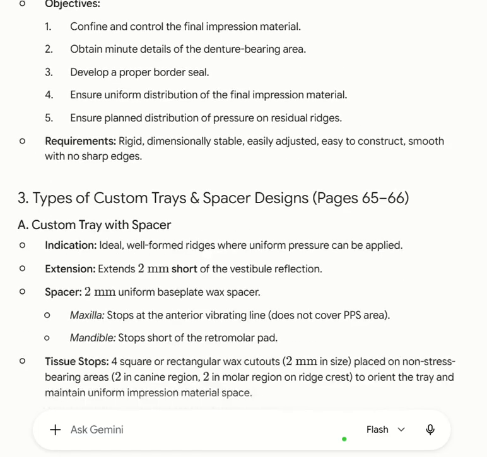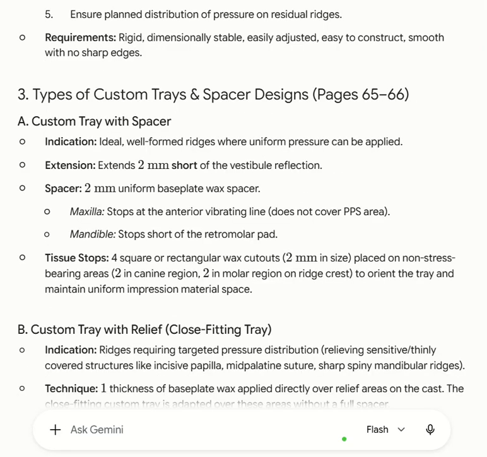3. Types of custom trays and spacer designs, pages 65 to 66. A. Custom tray with spacer. Indication: ideal, well-formed ridges where uniform pressure can be applied. Extension: extends 2 mm short of the vestibule reflection. Spacer: 2 mm uniform baseplate wax spacer. Maxilla: stops at the anterior vibrating line, does not cover PPS area. Mandible: stops short of the retromolar pad.